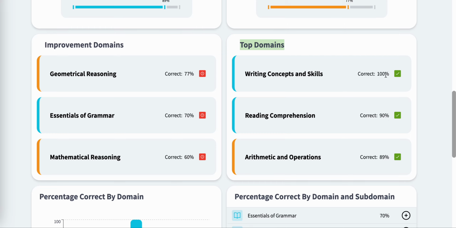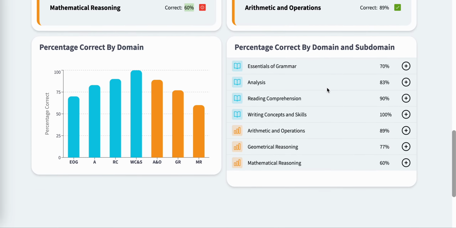And you'll see here, this student was 100% correct in their writing concepts and skills, 90% correct in all of reading comprehension, and 89% correct in arithmetic and operations. The lower strands over here would be mathematical reasoning, which is the lowest at 60%. So this gives you a snapshot of what your child's excelling in and what they're really struggling in. And so we'll actually break down a little bit more here.